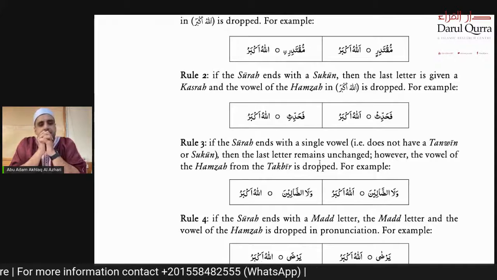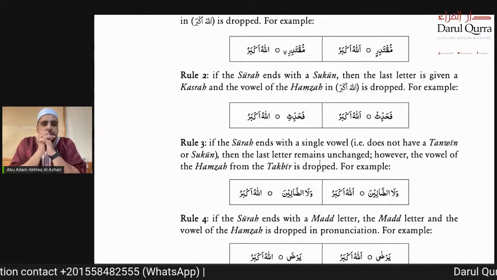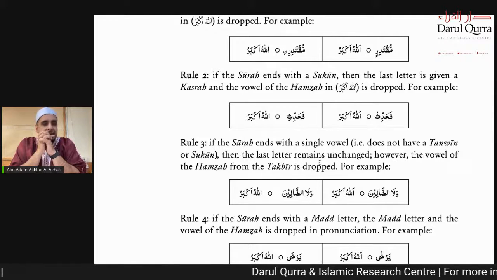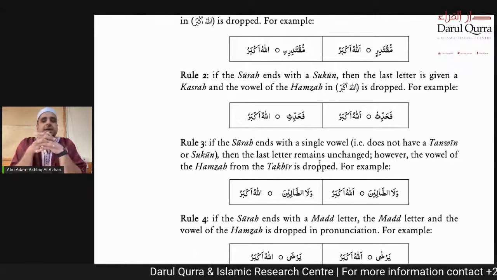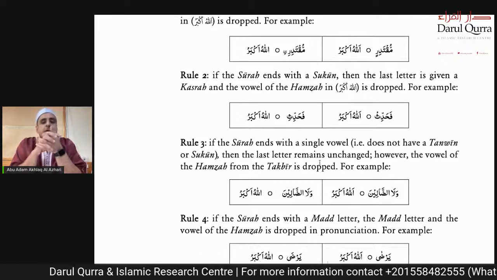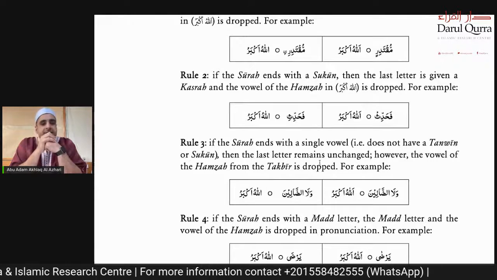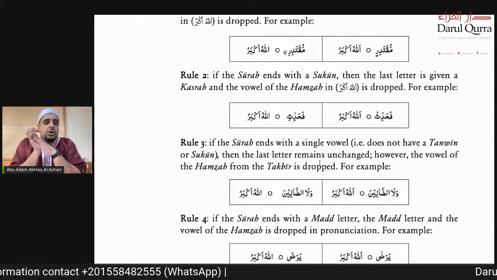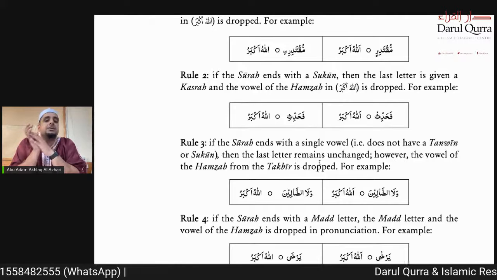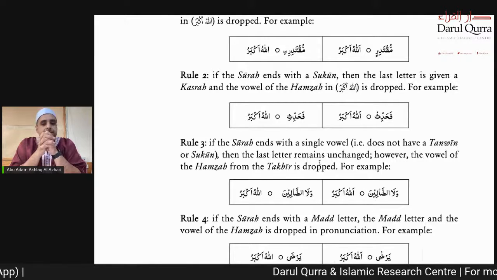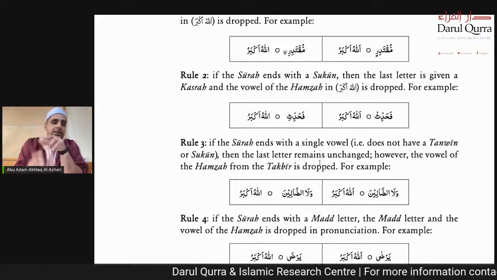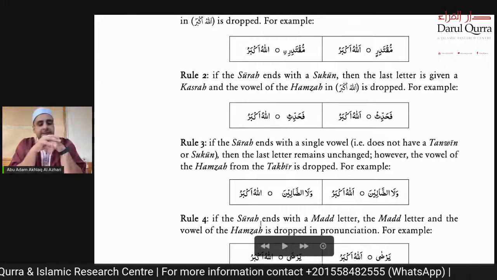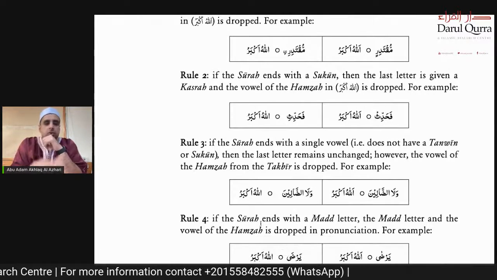Rule number three, if the surah ends with a single vowel, okay, does not have a tanween, and does not have a sukoon, then the last letter remains unchanged. However, the vowel of the hamza from the takbir is dropped. For example, waladdallina Allahu akbar. Tamam? So you're going to recite the fatha on the noon and join it with the ismul jalala.